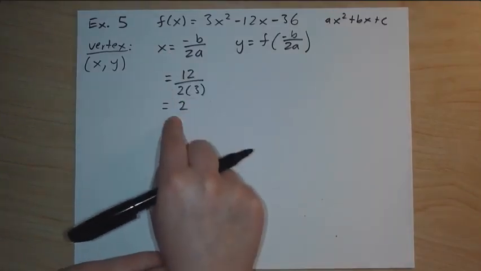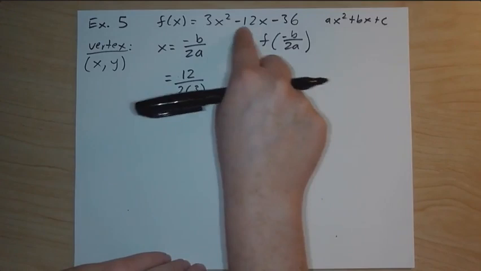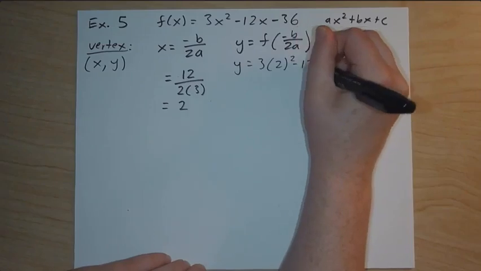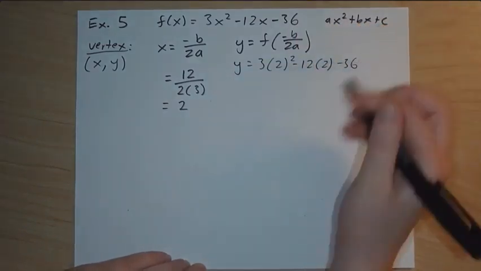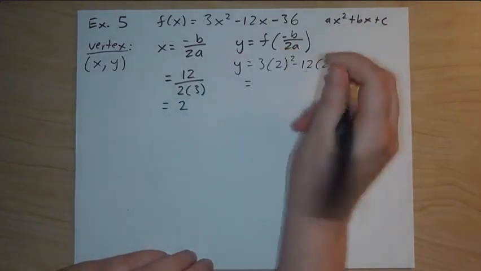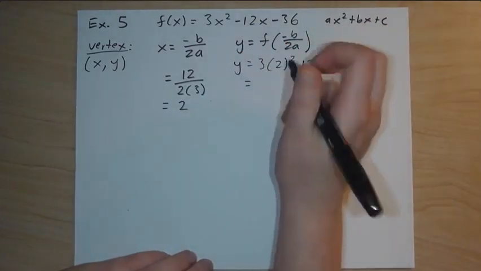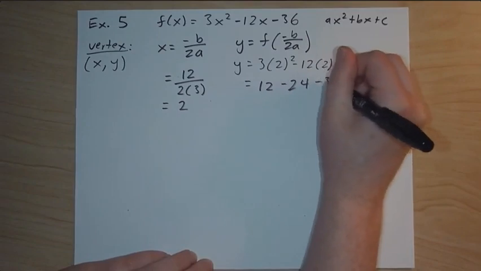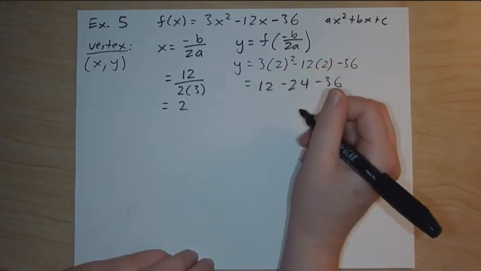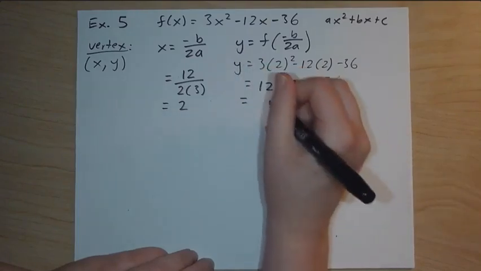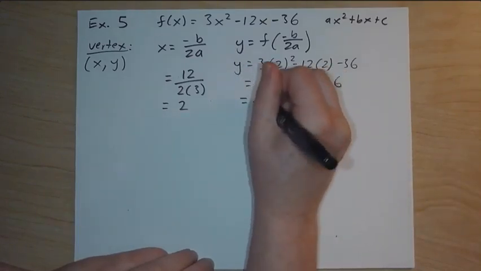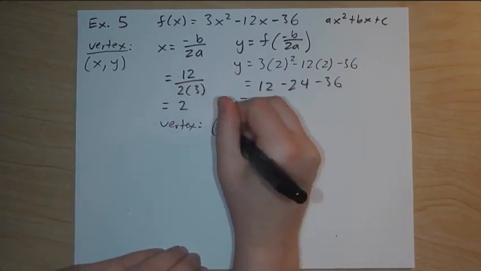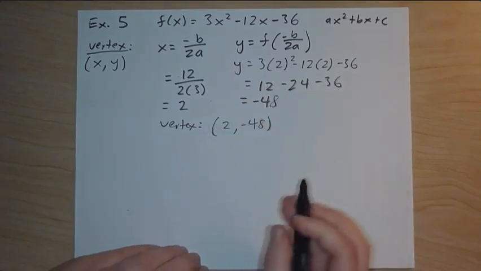Now that we know what our x is, we can plug our x into this formula up here. So our y is equal to 3 times 2 squared minus 12 times 2 minus 36. So 2 squared is 4. 3 times 4 is 12. 12 times 2 is 24, so this is minus 24 minus 36. This is going to give us negative 48. So our vertex is the point 2, negative 48, like that.